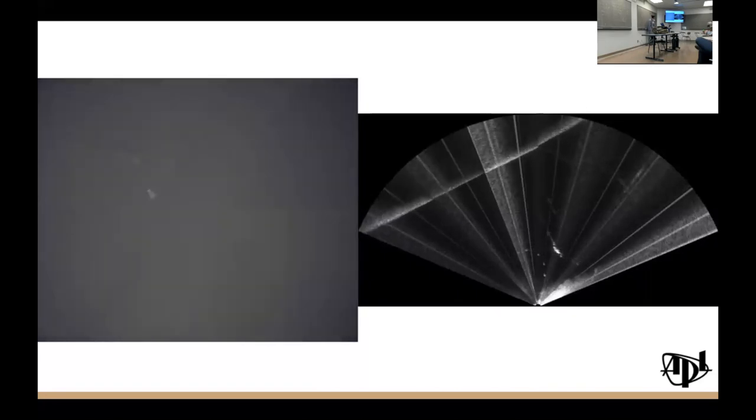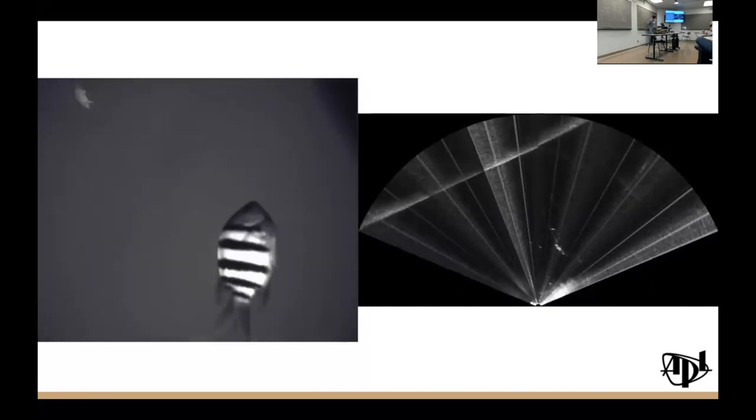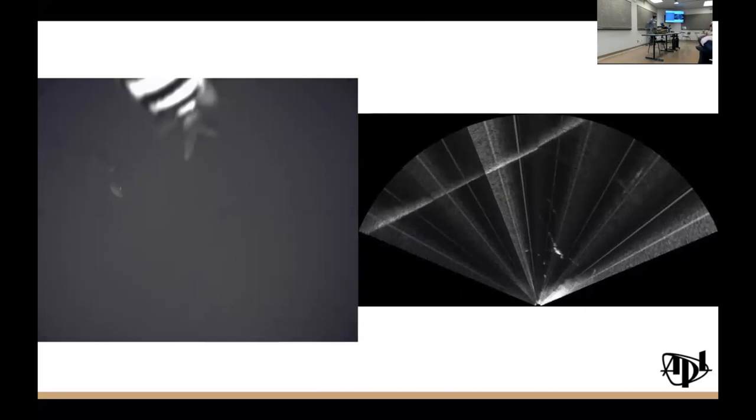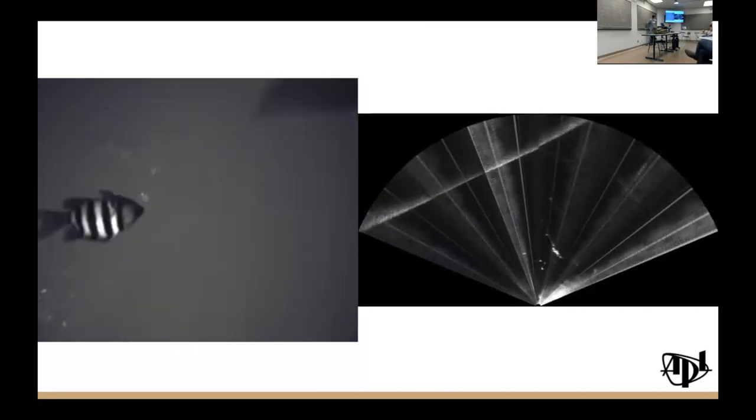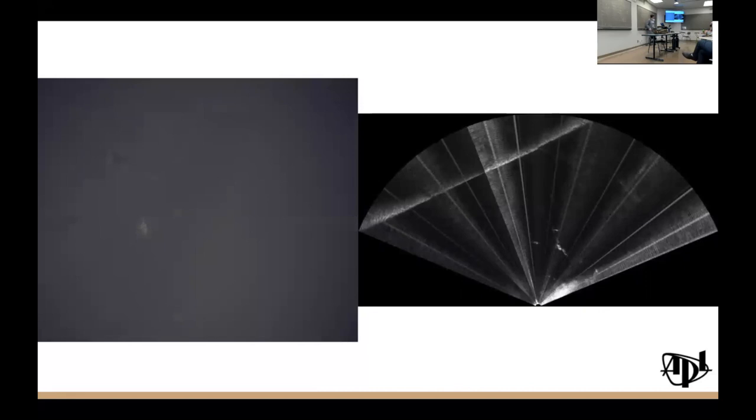This is the tuna on the left. Sorry, it's a little bit hard to see. And on the right is the acoustic. And you can actually see the tuna in the acoustic image being near the midwater float.